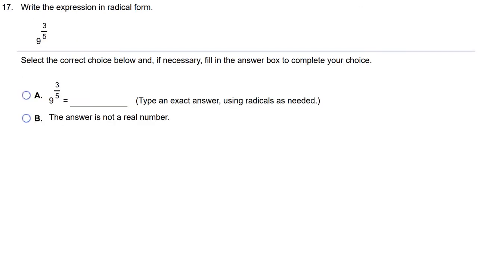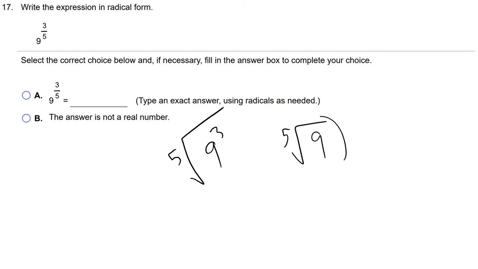Writing this expression in radical form, it's written with an exponent, and the exponent is a fraction. So there's actually a couple different ways we could write it in radical form. The first way is to say 9 cubed, and then the 1/5 means we're taking the 5th root. I could write it that way. The other way I could do that is I could write it as the 5th root of 9 to the 3rd power. Okay, so either one of those would work.